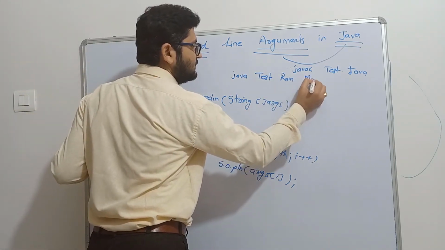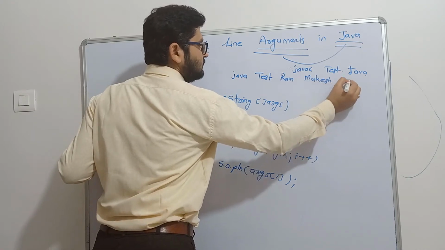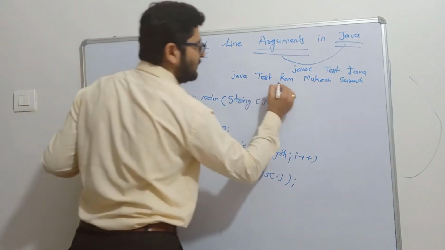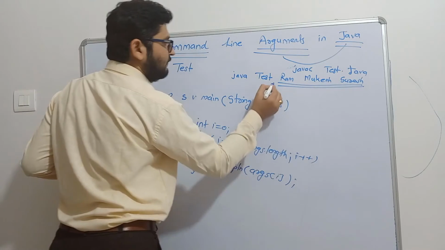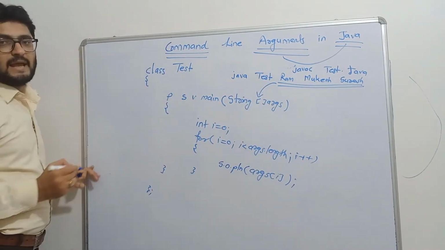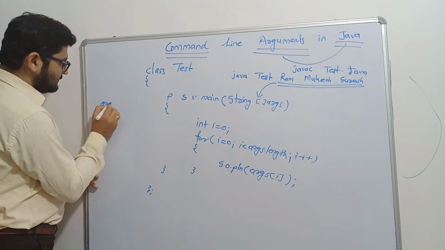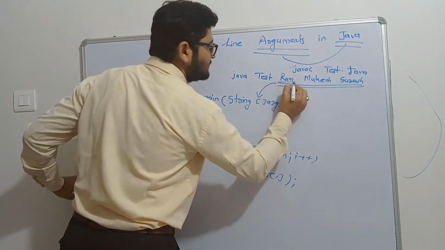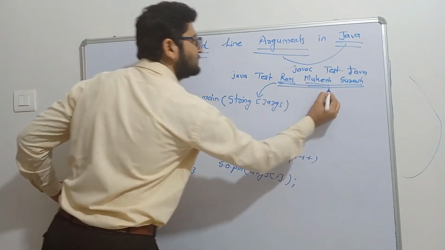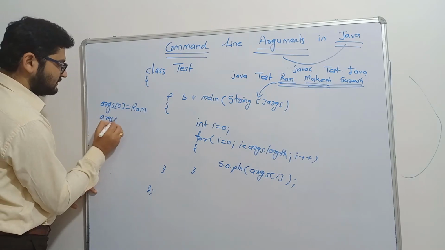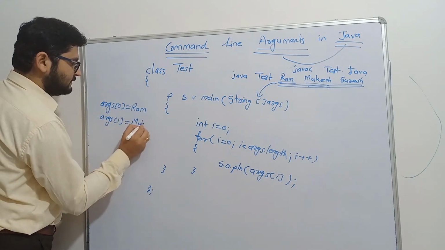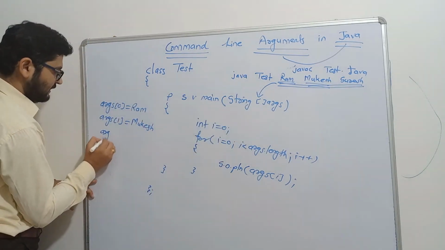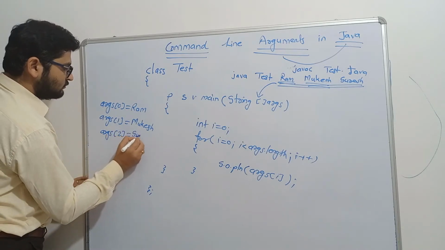Let us suppose Ram, Mukesh and Suresh. So these are the 3 strings I have provided as command line arguments, and these arguments will be stored in this string array. So args of 0 will be equal to Ram, because we have given the first value as Ram. The second value is Mukesh, so args of 1 will be Mukesh, and args of 2 will be Suresh.